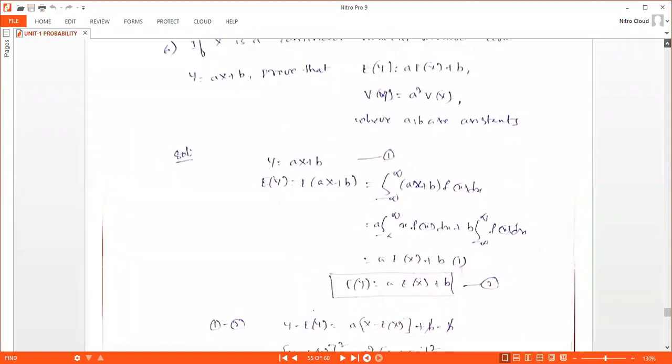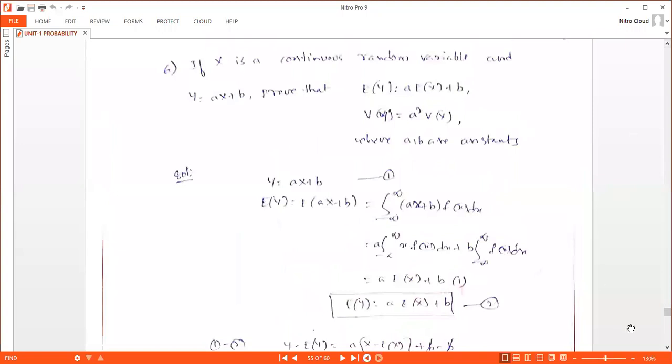So if x is a continuous random variable and y equal to ax plus b, then expectation of y equal to a into expectation of x plus b, and variance of y equal to a square into variance of x. So this is for today's class.